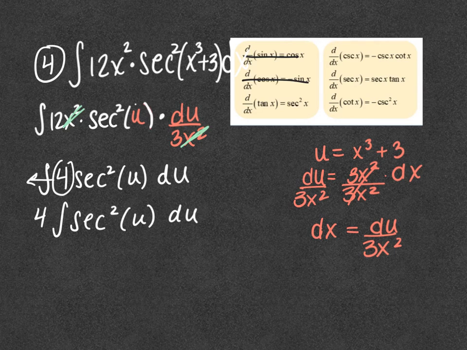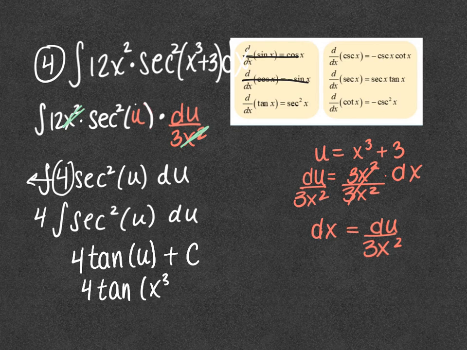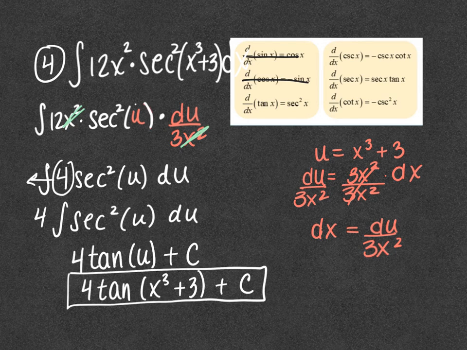So now you want to take a look. If the derivative of tangent is secant squared, then the antiderivative of secant squared will simply be tangent. So leave the 4 as a multiplication. So it's going to be 4 times tangent of u plus c. And then we just plug in what u was. And u was x to the third plus 3. And don't forget your plus c. This should be our final answer. All right, I'd like to do one more question that's a little bit harder, and we'll end the class at that one.